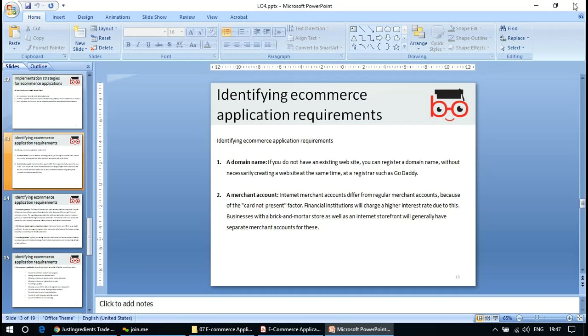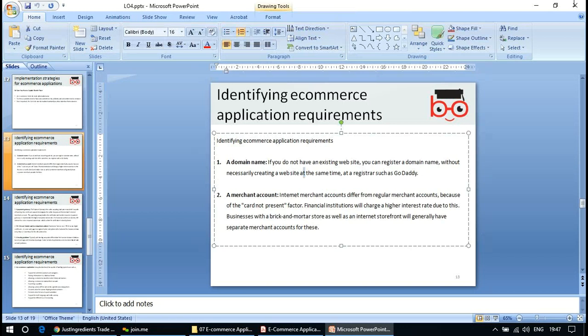Now, identifying e-com application requirements. If you want to make any e-com application, then you need a domain name. Have you ever got any chance to buy any domain name and hosting and make your website online? Yeah, I did. When I was at college, I did a little website for a project. I had to buy a domain name. That was a long time ago now.